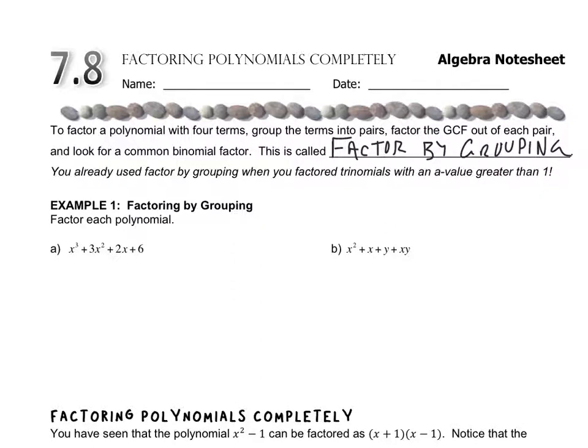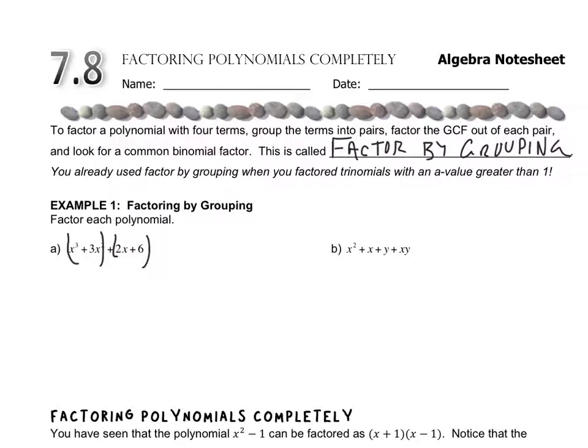So for number 1, we have x to the 3rd, which is a little bit different than what we've seen, plus 3x squared plus 2x plus 6. Obviously, there's nothing that can be added any further. Those terms are already broken up as unlike terms. So what we're going to do first is group the first 2 together and the last 2 together. Okay, so we're just going to think of them as 2 separate parts.